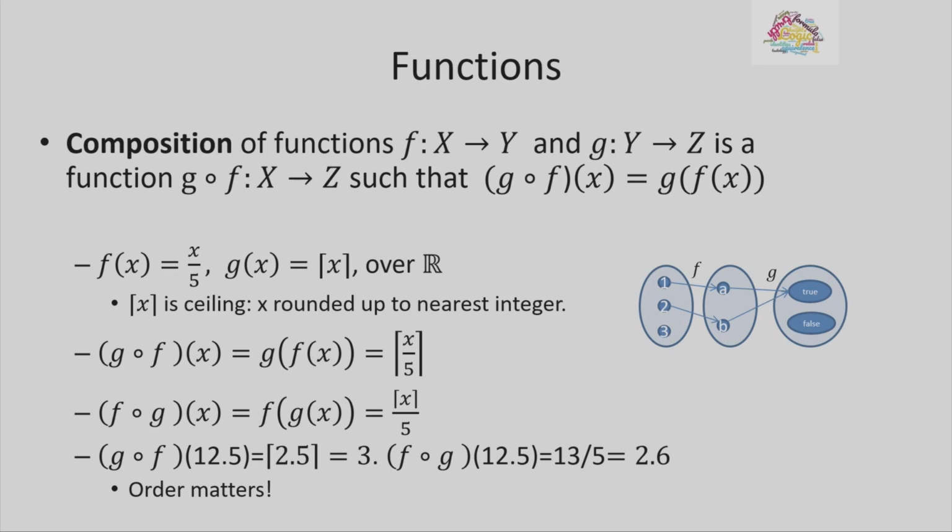And here is the difference. In the first case, we get the number 3 if we apply it to the number 12.5, because 12.5 divided by 5 would be 2.5. We round it up, we get a 3. In the second case, we round up 12.5, we get 13. Divide 13 by 5, we get 2.6. So order in the composition really makes a big difference.